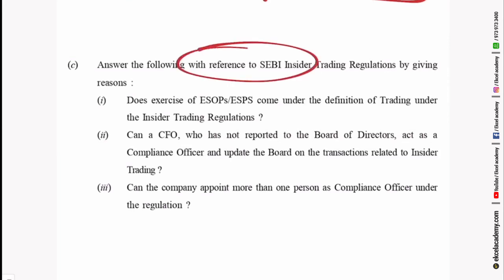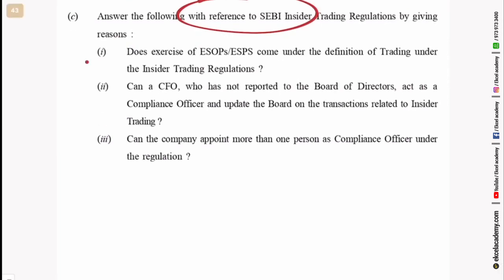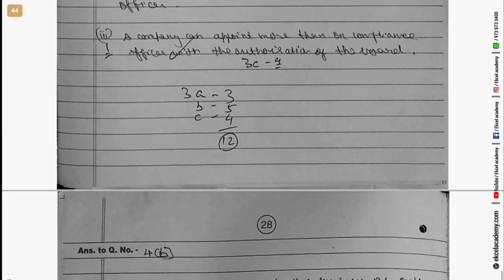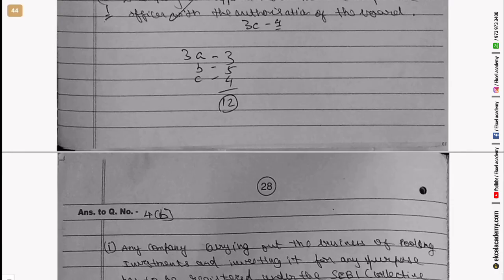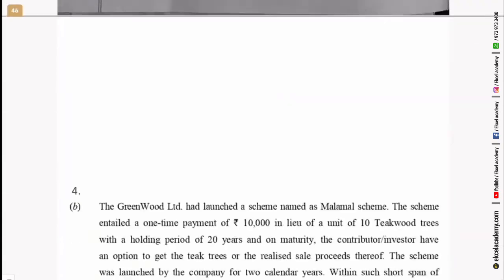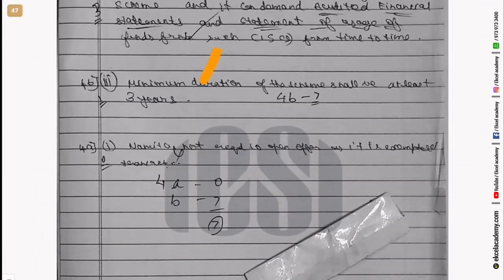Next, about insider trading they have asked. So there are 3 sub questions over here. Again answered very well, simple, and he has got 4 over here. So this is how he has scored. Excellent. So you too can do this.